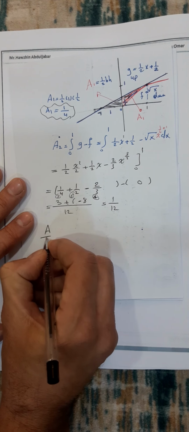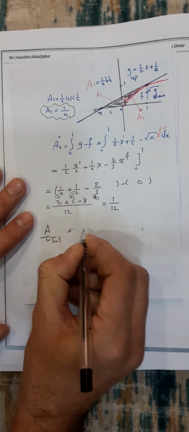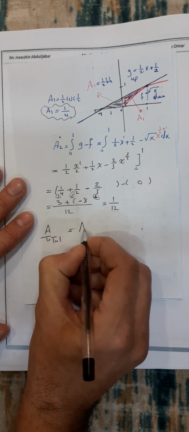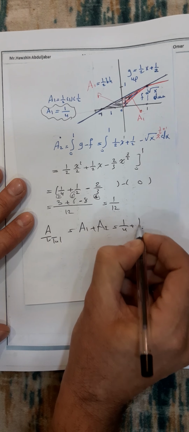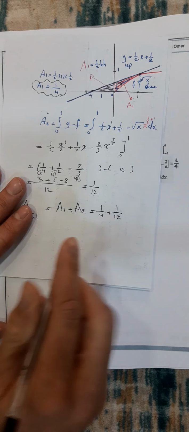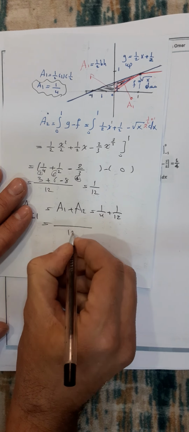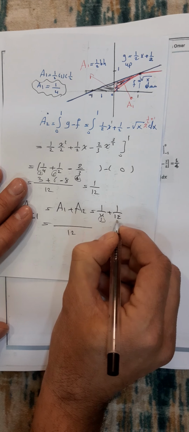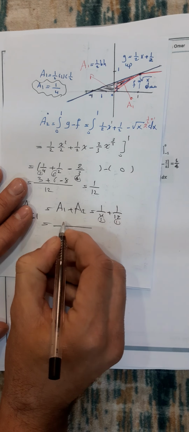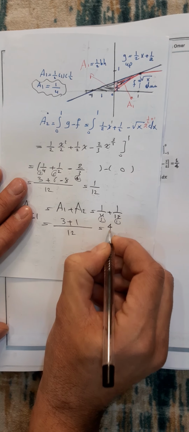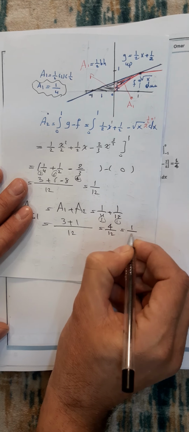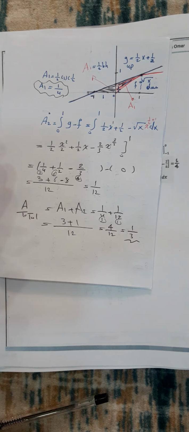So the total area is equal to A1 plus A2, that is 1 over 4 plus 1 over 12, which is equal to, with denominator 12, 12 divided by 4 is 3, 3 times 1 is 3, 1 times 1 is 1, so 4 over 12, that is 1 over 3.